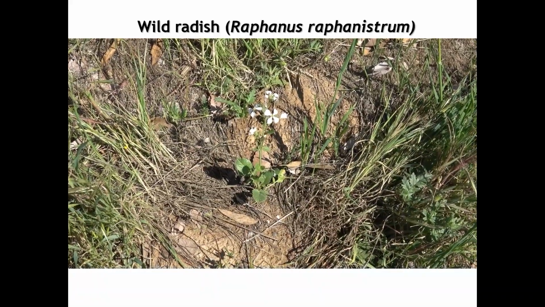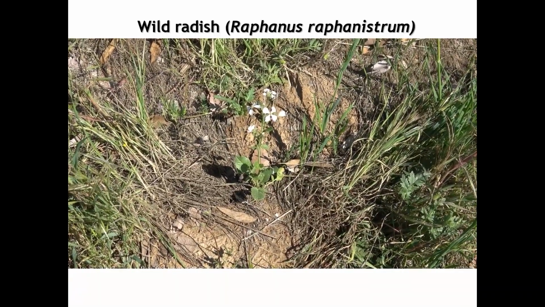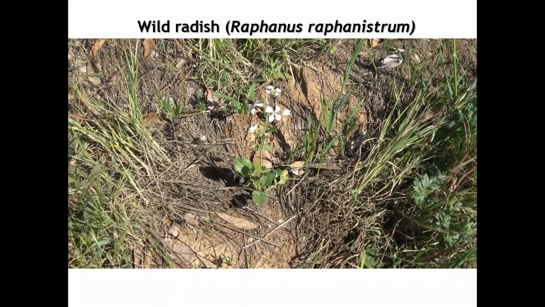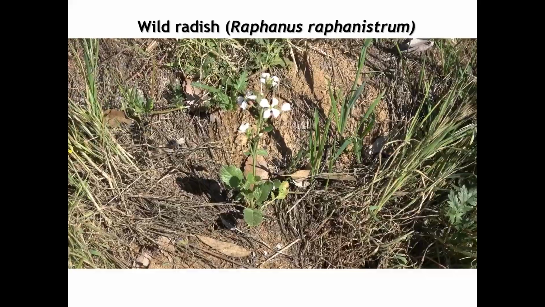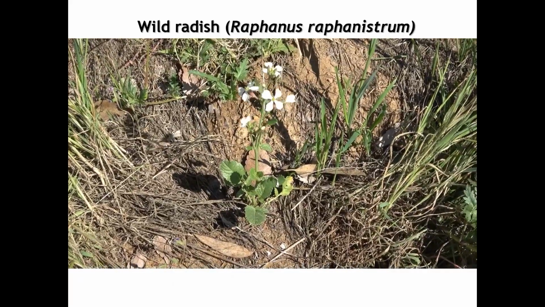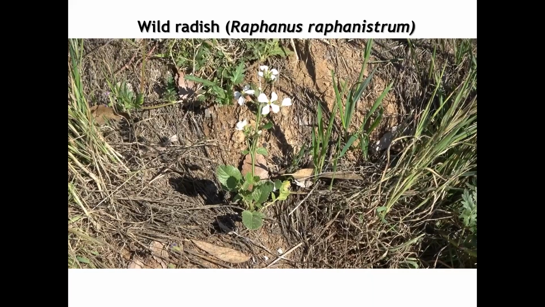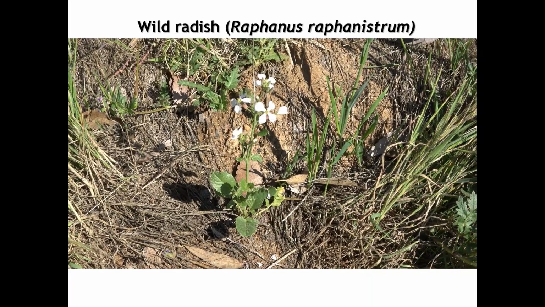The flowers are either white or have a more bluish tinge to them, and other than that, if you look closely, the leaves look very similar to wild mustard, so it's very easy to confuse wild mustard and wild radish. Here's another plant that is very common in our vegetable cropping systems, and that is common mallow, often referred to as cheeseweed.